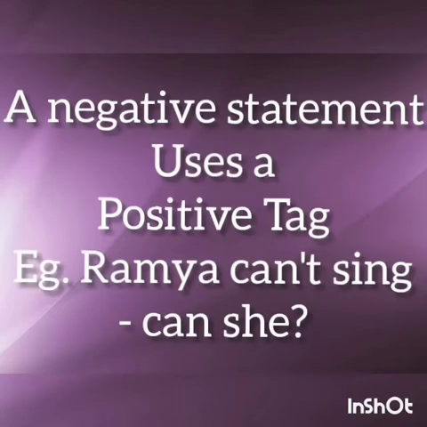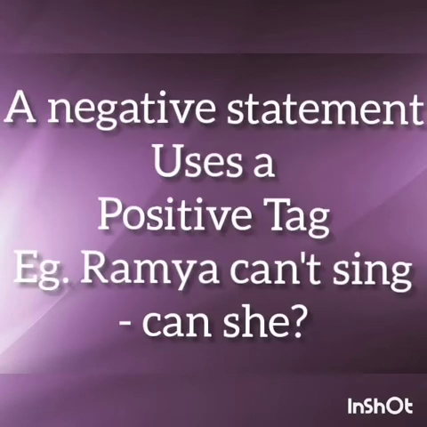Coming to the second rule, a negative statement uses a positive tag. So Ramya can't sing. This is a negative statement. How can you identify it? Cannot is there. So what is the answer? Can she is the tag. A question tag takes verb plus pronoun. What is the verb here? Can. What is the pronoun? She.